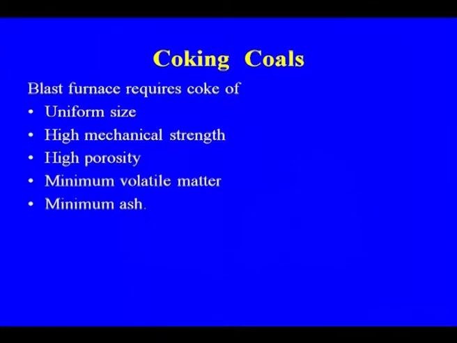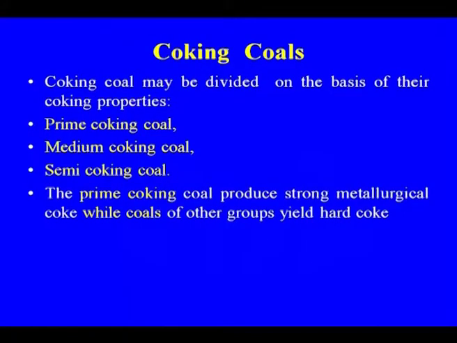A blast furnace requires coke of uniform size, high mechanical strength and porosity, with minimum volatile matter and minimum ash. This is the requirement, and this is why there is a differentiation between metallurgical grade coal and non-metallurgical grade coal. Coking coal may be divided on the basis of coking properties into prime coking coal, medium coking coal and semi-coking coal. The prime coking coal produces strong metallurgical coke, while coals of other groups yield hard coke. So our requirement in the metallurgical industry is prime coking coal.